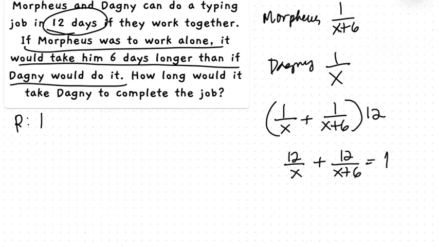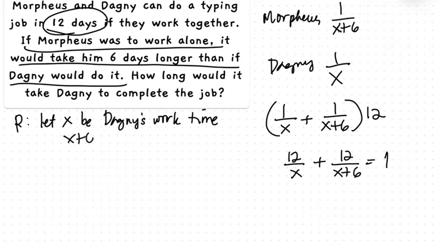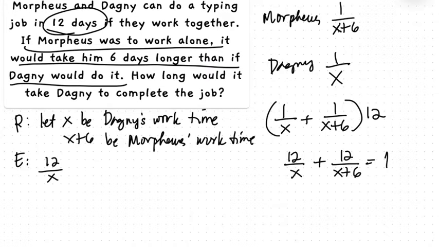So ang representation natin, of course, is let x be Dagny's work time, and then x plus 6 be Morpheus's work time. So that means yan yung kaya nilang tapusin yung trabaho in those specific times. Ang equation natin is yung kaka-formulate lang natin, 12 over x plus 12 over x plus 6 equals 1.